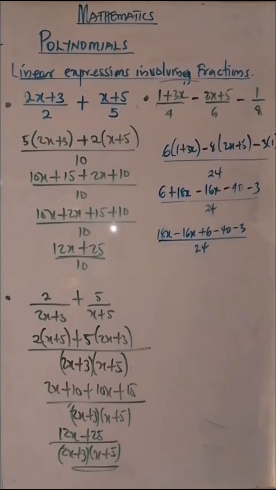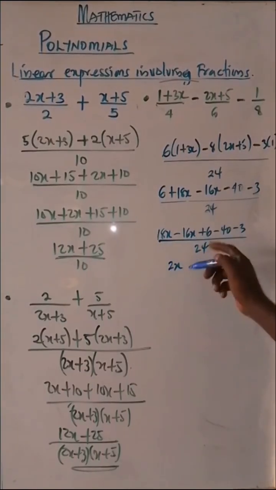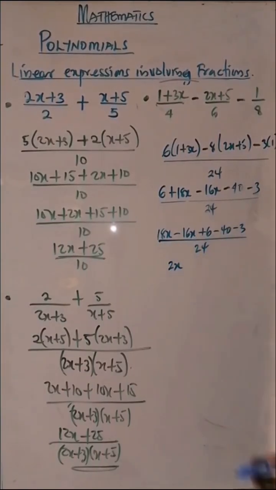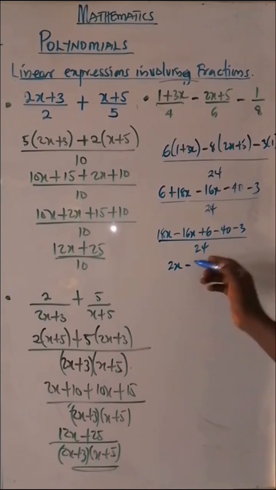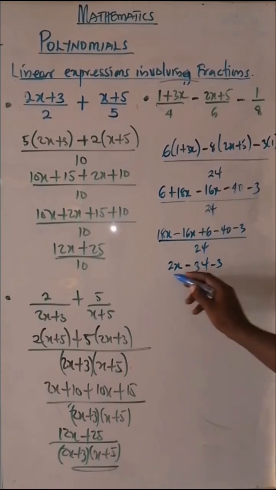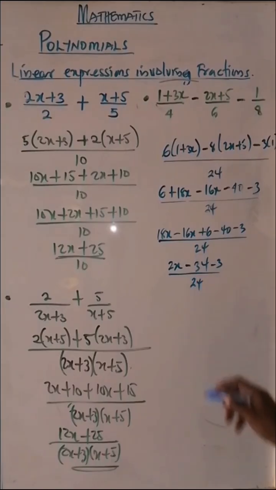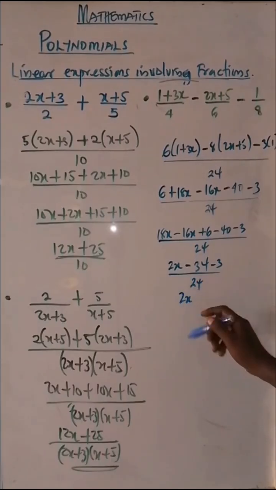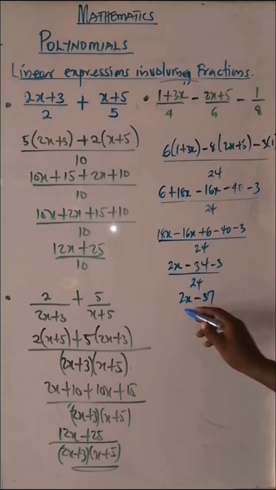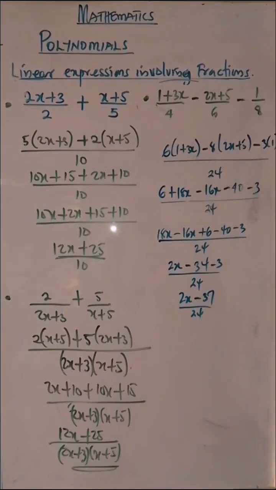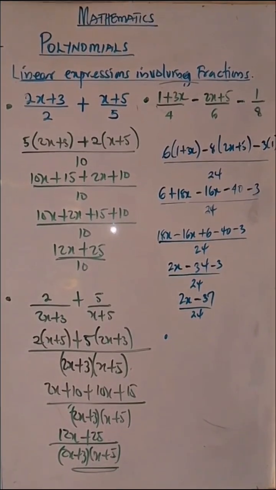So 18x minus 16x, that is 2x. 6 minus 40, impossible. Then we write minus 40 minus 6, 34. Then minus 3 over 24. So here I have 24, 2x rather, minus 34 minus 3. We have same sign, the answer is minus 34 plus 3, 37 over 24. That's the final answer. Let's take another example.